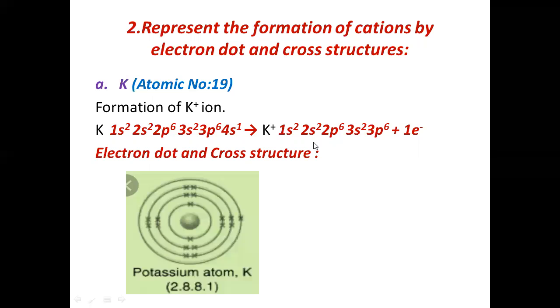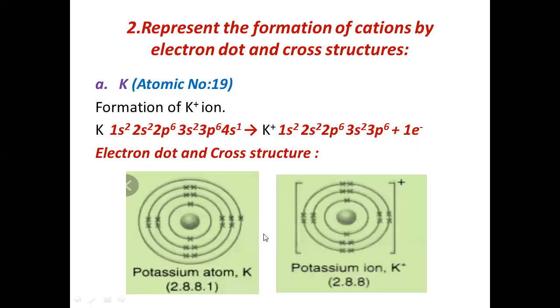Electron dot and cross structure of potassium. You can see potassium has 2 electrons in the first shell, 8 electrons in the second shell, then 8 electrons in the third shell, and 1 electron in the fourth shell. So potassium will lose that 1 electron and will form the potassium positive ion.